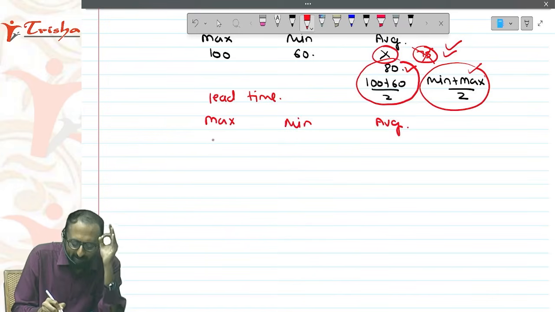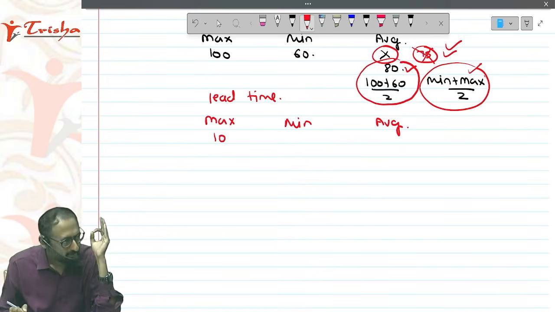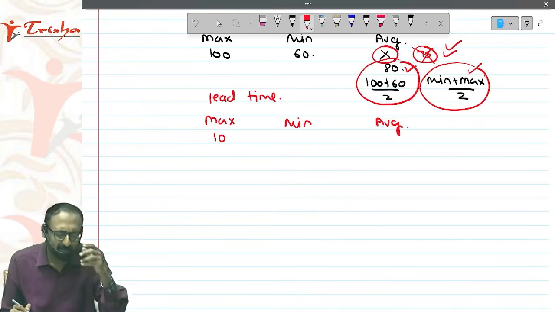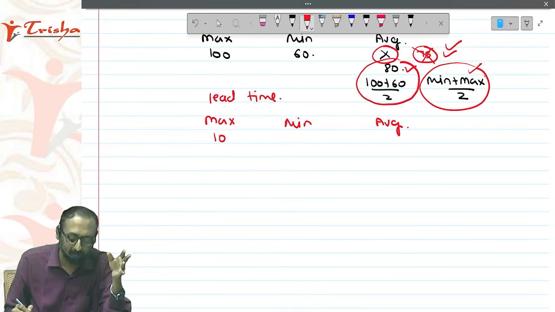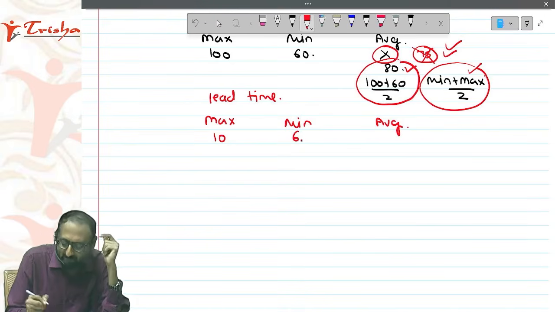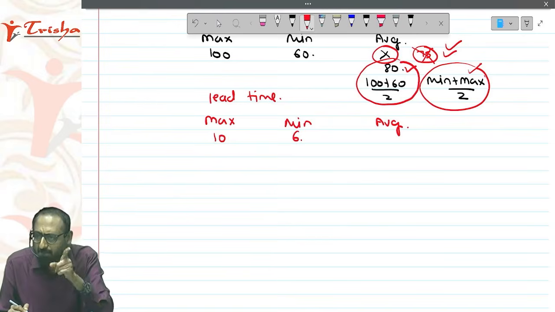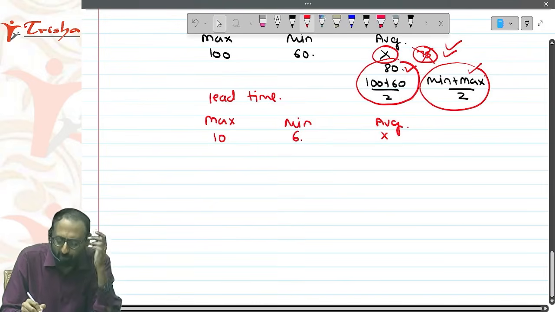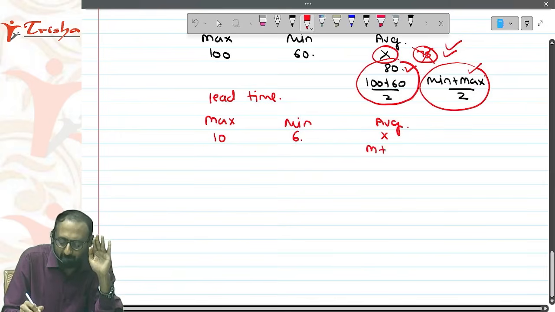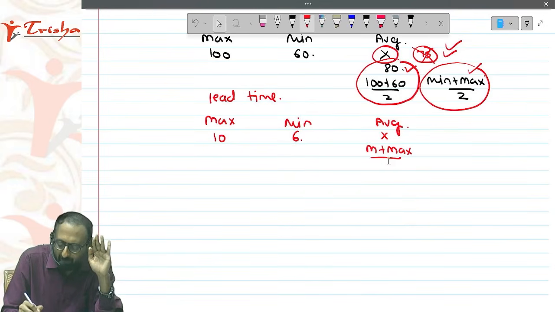Say for example, maximum lead time is 10 days. Maximum 10 means within 10 days, 100% you will get the raw material. Minimum is 6 days. Now, if average lead time is not given, how do you calculate it? Same: minimum lead time plus maximum lead time divided by 2. Minimum 6, maximum 10, divided by 2. Your answer comes to 8.